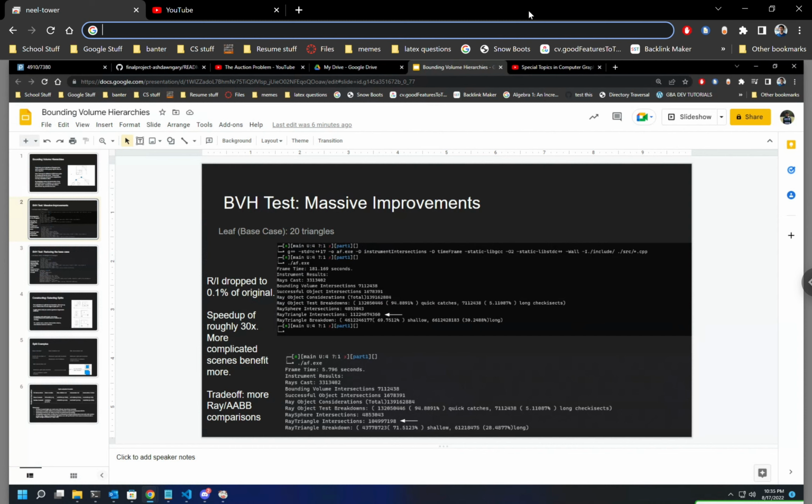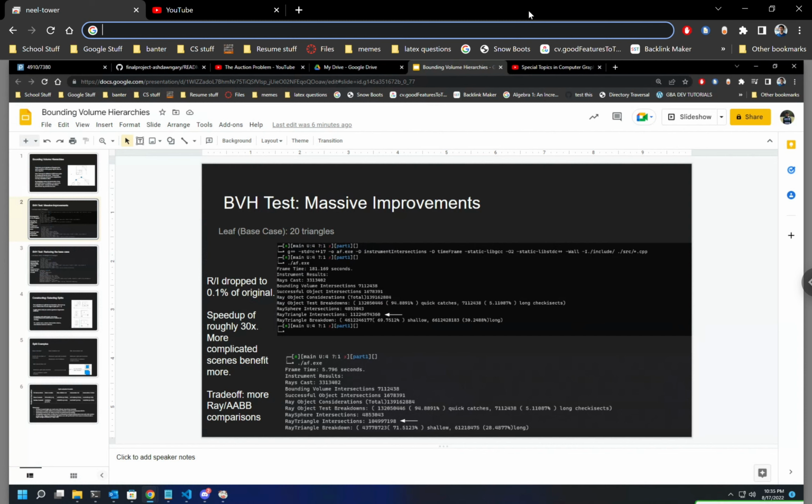Now, the actual runtime isn't 0.1% of the original because we are making a trade-off where we have to do more axis-aligned bounding box / ray comparisons instead of the ray triangle intersections. But those are so much cheaper than the triangle ones that it's still worth it in the end.